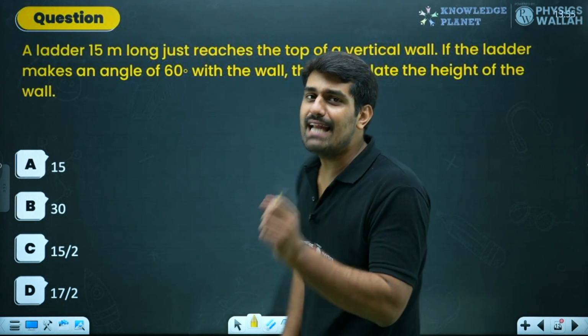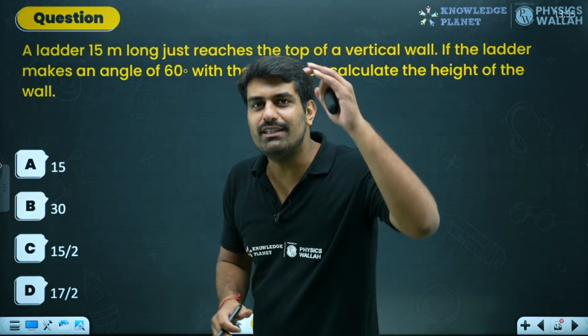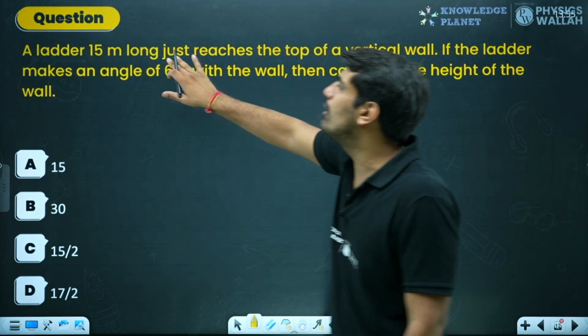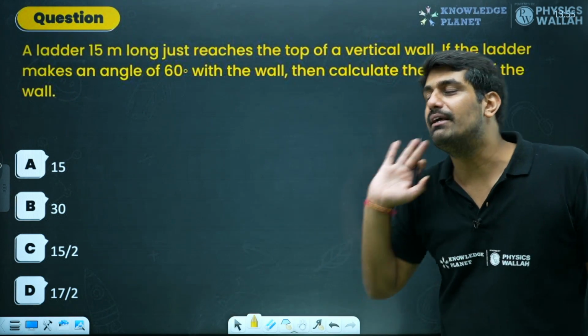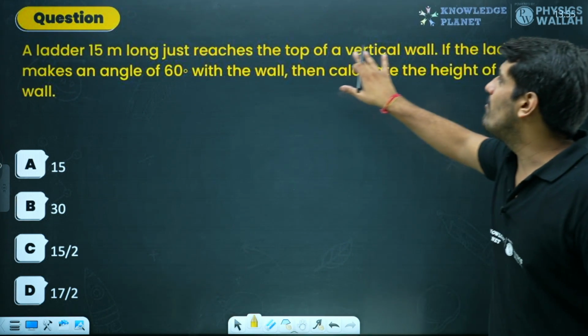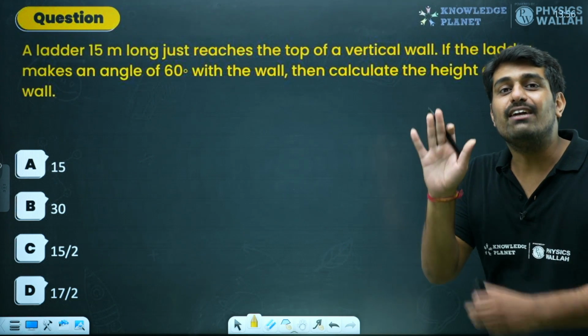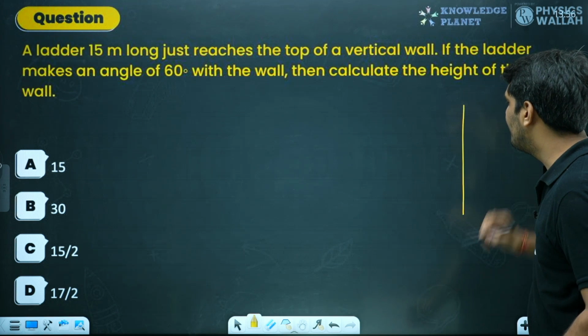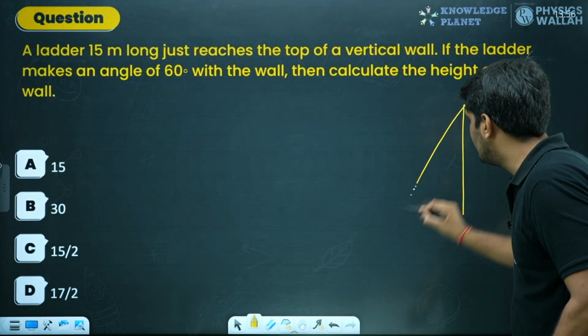This time, rather than having a tower, they have reduced their status and come down to a ladder. They say a ladder 15 meter long just reaches the top of a vertical wall. So a ladder would need a wall to rely on. So here we have a wall, and here we have a ladder.